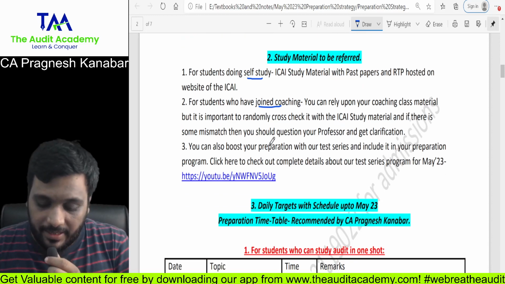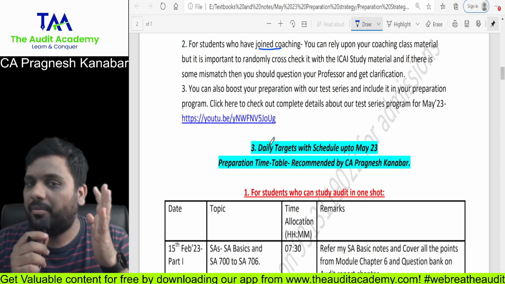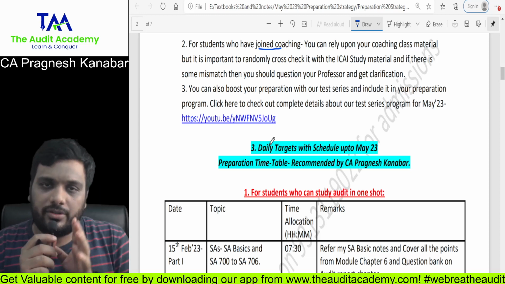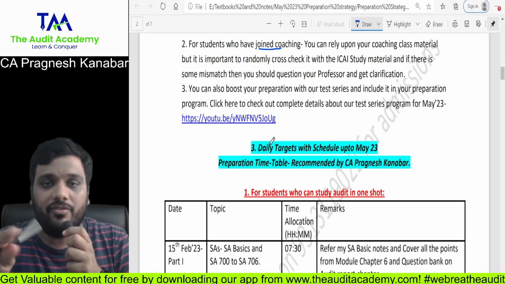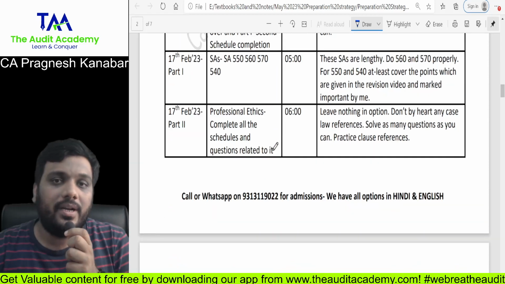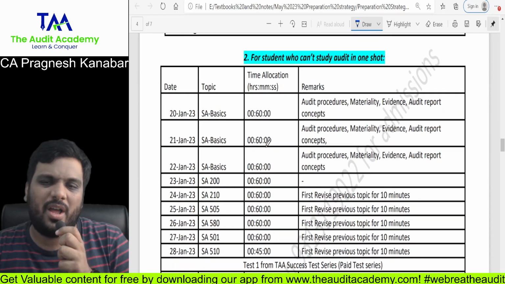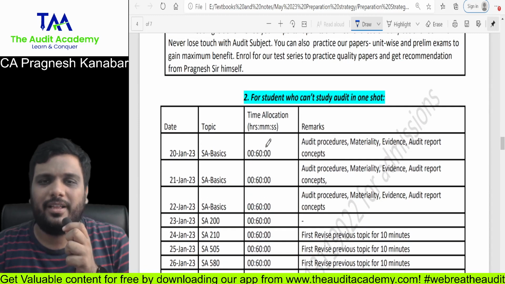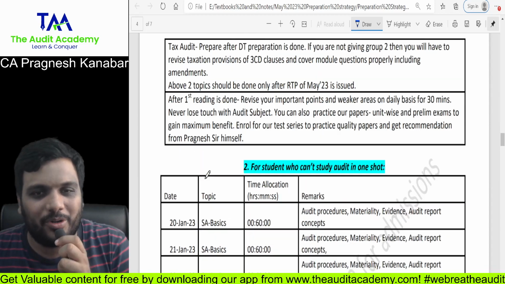Now, daily targets with schedule up to May 23. This is the preparation timetable recommended by me. There are two categories of students. One, students who can study audit in one shot. They can finish audit in one shot, correct? They sit together for 10-12 days and finish it off. And then there are students who say, no, I cannot do it in one shot. I need to do a little bit of audit on a daily basis. I have considered both, do not worry about it.